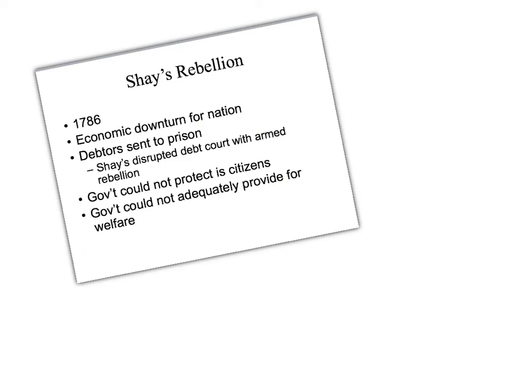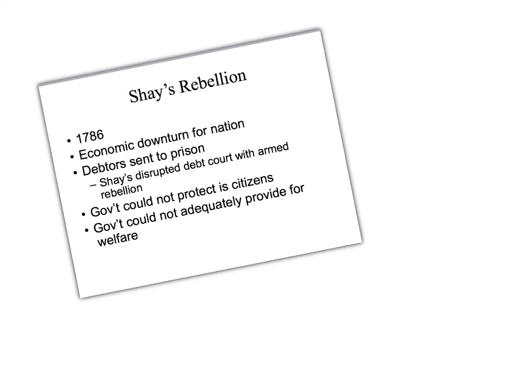The states bickered among themselves and increasingly taxed one another's goods. Overall, by 1786, so just 10 years after declaring independence, and really 5 years after actually gaining the independence from England, we were in a serious economic downturn for the entire nation. This serious economic downturn would lead, of course, to people being thrown in prison because they were debtors. So those people in debt who couldn't pay their fines were thrown in prison back in the 1700s.